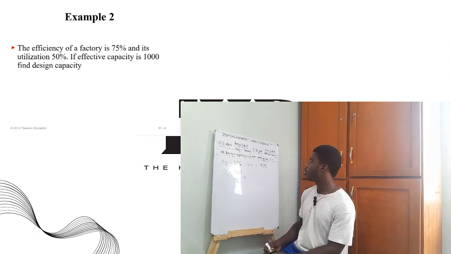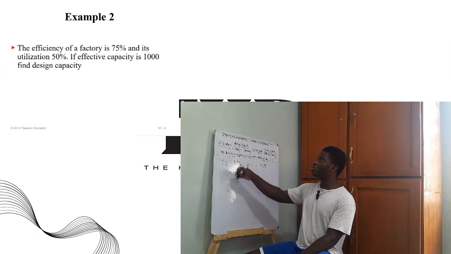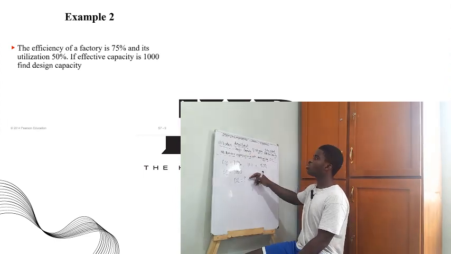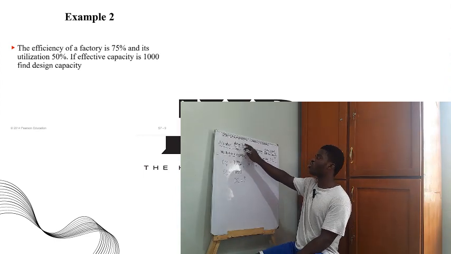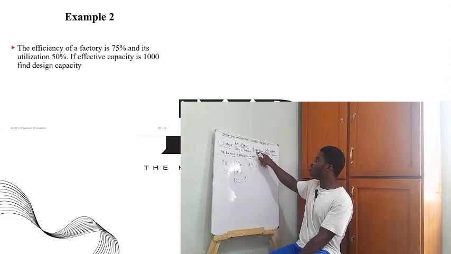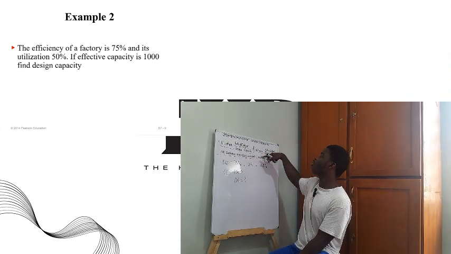Right? So how do you get this? We understand that utilization is what? Actual output divided by design capacity. But in this question, we do not have design capacity or actual output. We are only given the utilization. Very good. So you can come to the efficiency formula.